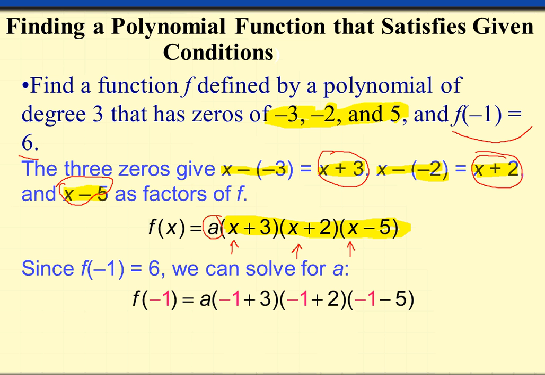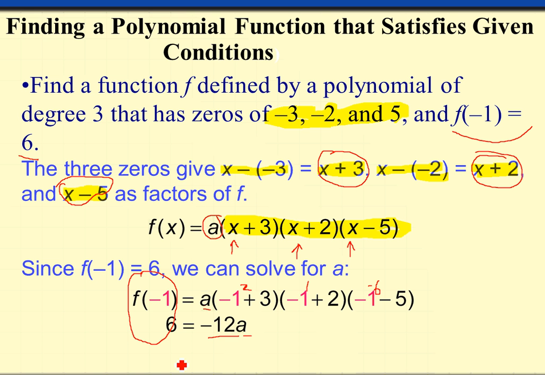And we know that result has to be 6 because we know that f of -1 has to be 6. And all we're doing here is looking at -1 plus 3 is 2. -1 plus 2 is 1. -1 minus 5 is -6. So we actually have 2 times -6 is equal to a times 2 times 1 times -6. See, here's a 2. Here's a 2. Here's a 1. Here's a -6. So when we multiply those three numbers together, we get this -12 times this a that we already have.